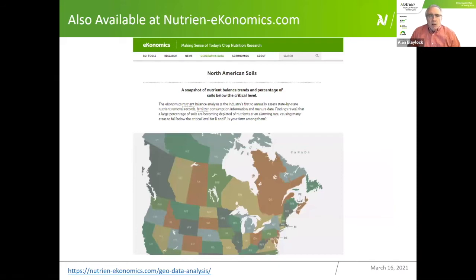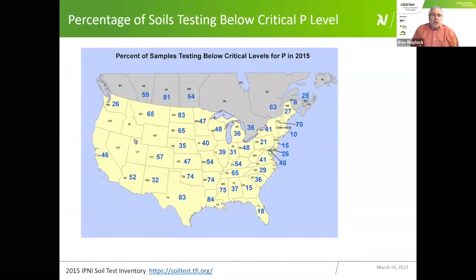Now, we have our Nutrien eKonomics website, and we also have the same information available. It's formatted a little bit differently and displayed a little bit differently. You can go to the website and you can select any state or province and pull up the data for that state or province. And we're using that soil test inventory database as the data behind this interface. So it's the same information, but just presented in a little bit different manner. I'll show you an example from that a bit later. So that's the data that we're going to delve into. So let's take a peek at that.